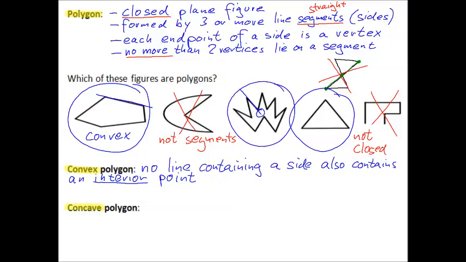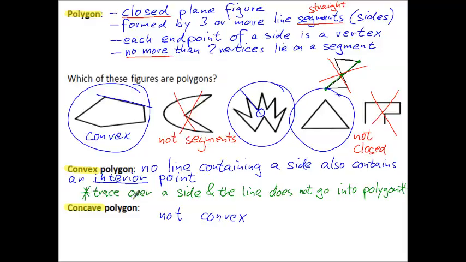Concave means not convex. So essentially think about it: you trace over a side and the line does not go into the polygon. What does that mean for our last polygon here, our triangle? That triangle is also convex because if we traced over any of its sides, we will never get to the interior of that triangle.